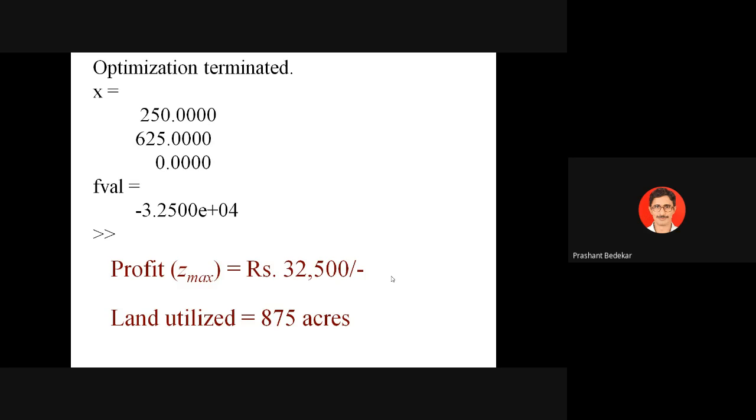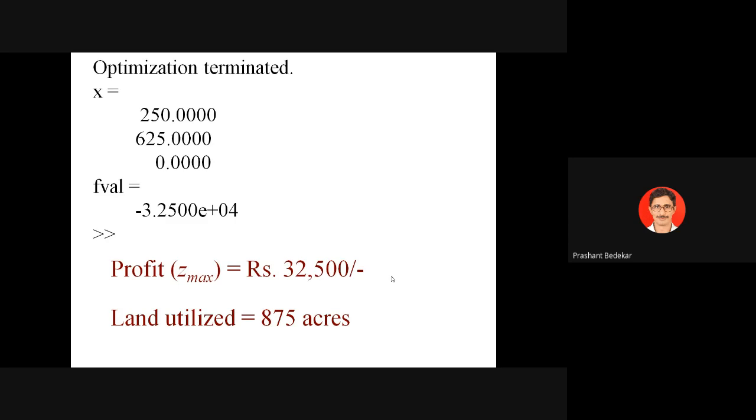How much land is utilized? It is 250 plus 625, that is 875 acres. Now, one can think that 125 acres of land is remaining idle. I am doing nothing on 125 acres of land, so I am at a loss. Such a big piece of land is lying empty, I have done nothing on it, so I have a loss.